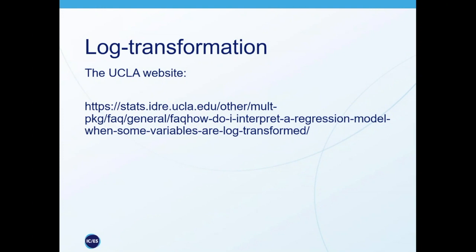The particular website that I've sent you to here is, as you can see from the name, how to interpret a regression model when some variables are log transformed. And this particular portion of their website will walk you through interpreting the output when you've transformed one of the predictors, when you've transformed the outcome variable, or when you've transformed both the predictor and the outcome. So if you take away nothing else from this talk, this is going to be worth the time that you spent.